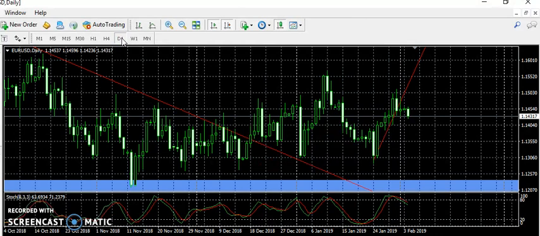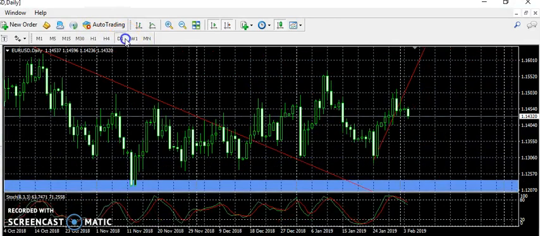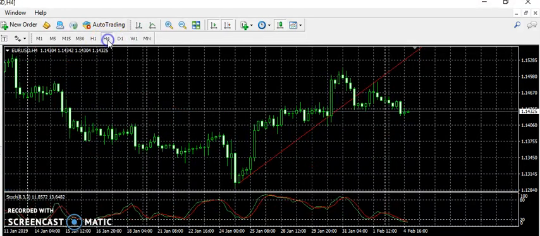So yeah, that's it, guys. So to recap, the monthly is in a downtrend, the weekly downtrend has been broken, and on the daily we have the uptrend broken, and also on the 4 hour. So that's what we have for Euro USD.